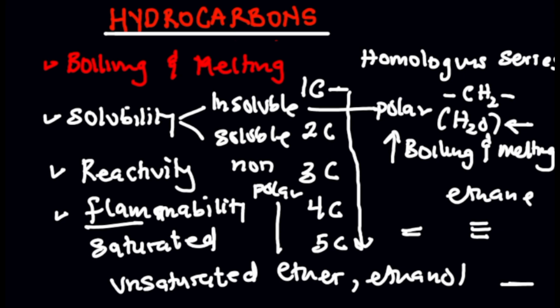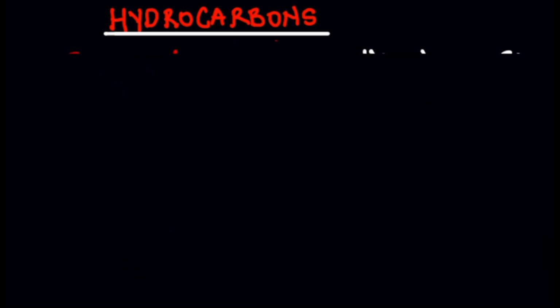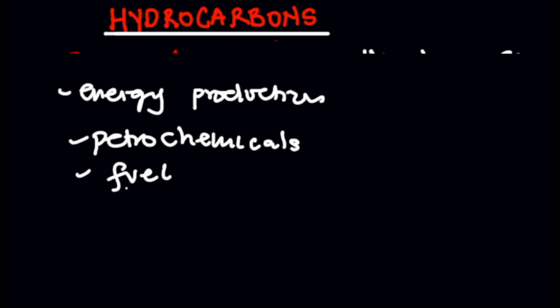And when it comes to the importance of hydrocarbons, just know that they are basically used in energy production. That's one of their uses, their importance in nature. Then, due to their flammability, they are used as petrochemicals. They are used in the petrochemicals industry. They are basically classed as petrochemicals. Then, at the same time, they are used as fuels due to their flammability.